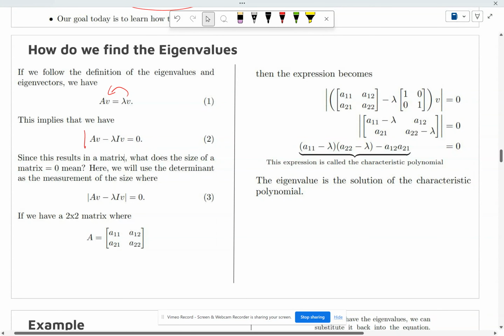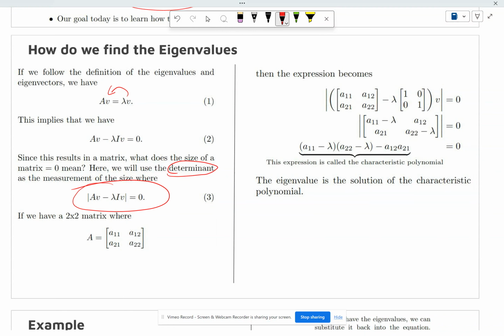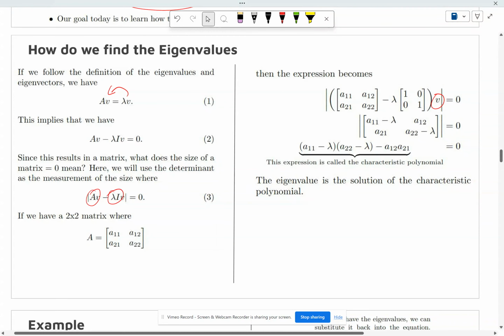Well, we just talked about size. We know exactly how to measure the size, and the size is the determinant. Therefore, if the determinant is equal to 0, here I put the determinant, then that's how we can view the size. And let's say we have this matrix A. The way you will write this is A minus lambda identity times V. Notice I pulled the V vector out, so this would have distributed.